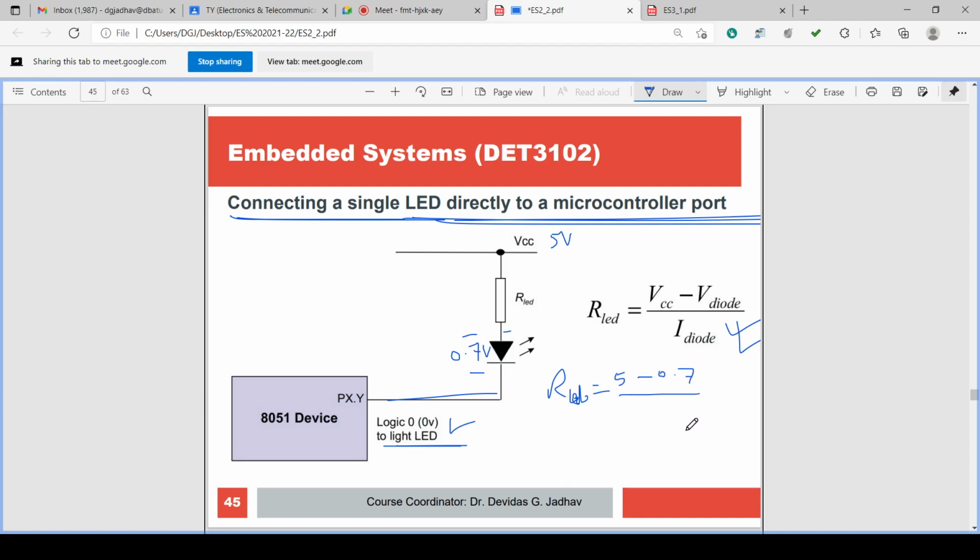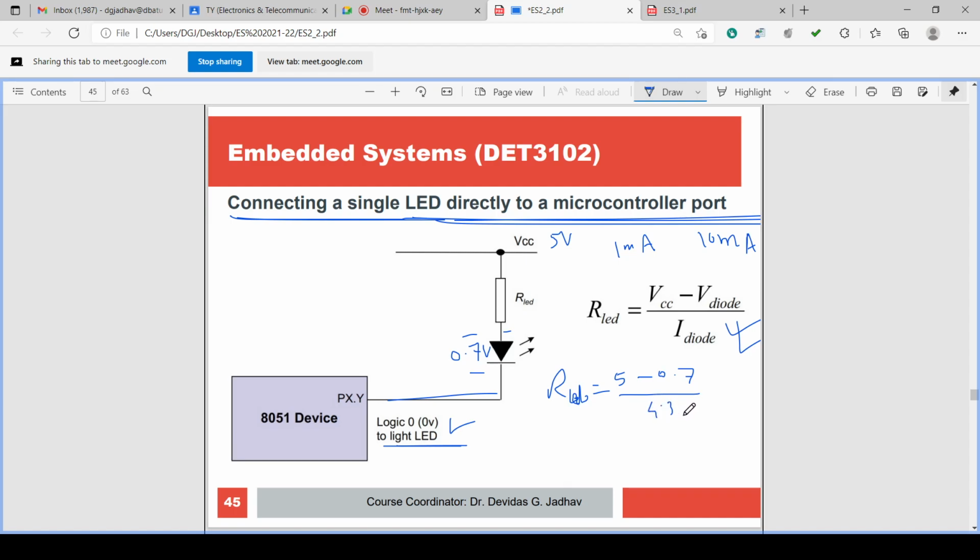divided by I diode, the minimum working current. The diode knee current is called 1 milliampere. At least 1 milliampere must be there; if it is more than that, it will work. There is also a maximum current for the LED. Suppose it is maximum 10 milliampere. If it goes beyond 10 milliampere, what will happen? The LED will burn. We will take the safer side. It should work and it should not burn either.